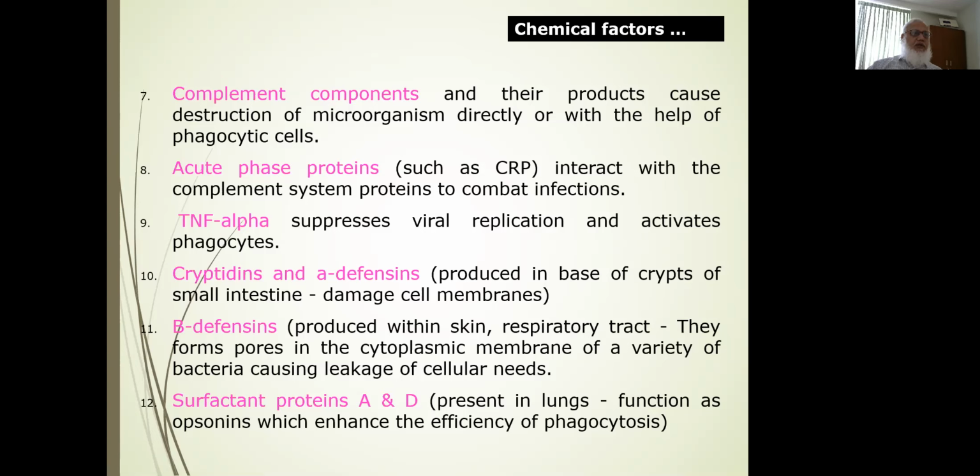Cryptdin and alpha defensin, produced at the base of the crypts of the small intestine, damage cell membranes. Beta defensin is produced within the skin and respiratory tract. They form pores in the cytoplasmic membrane of a variety of bacteria, causing leakage of cellular contents. Surfactant proteins A and D present in the lungs function as opsonins, which enhance the efficacy of phagocytosis. By this time, you also know it.